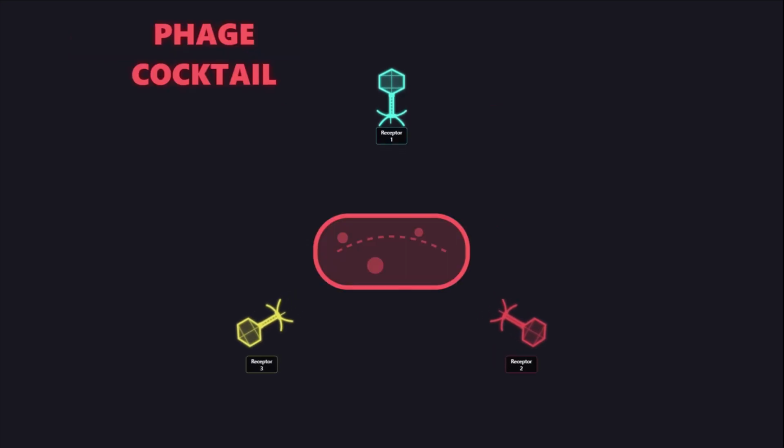Monotherapy using a single phage strain risks the rapid evolution of phage-resistant bacteria, typically through mutations in the receptor binding site. To mitigate this evolutionary pressure, phage therapy universally employs a cocktail, which is a mixture of two or more distinct lytic phages targeting the same bacterial species.